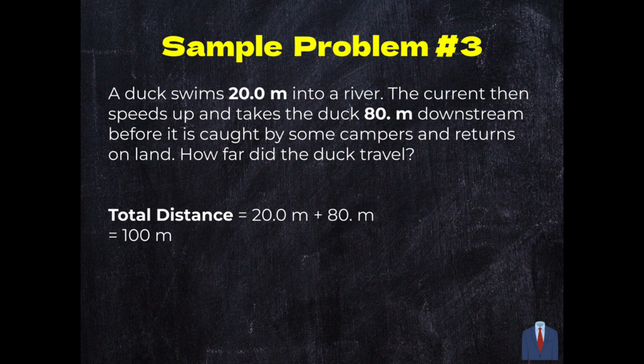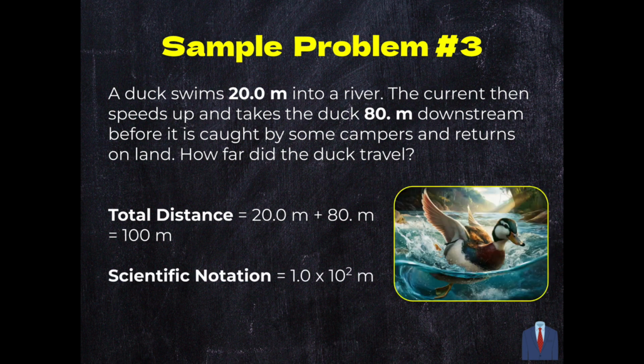Now, in order to make 100 have 2 significant digits, we must put this number in scientific notation, which comes out to be 1.0 times 10 to the power of 2 meters, giving us our final answer. So now you've learned the rules and practical uses of significant digits. You know how to tell how many significant digits your final answer must be in, and how to make it have the same amount of significant digits, whether it's by rounding your answer or putting it in scientific notation.